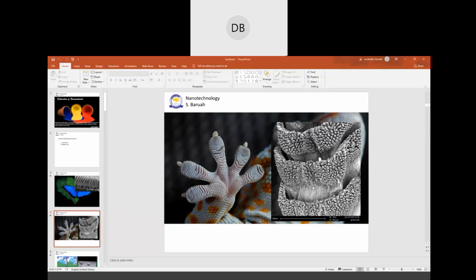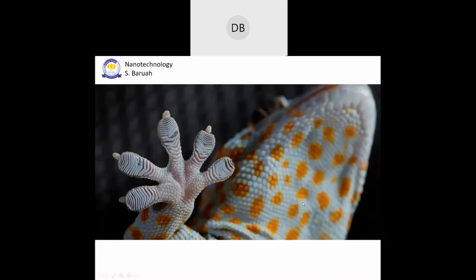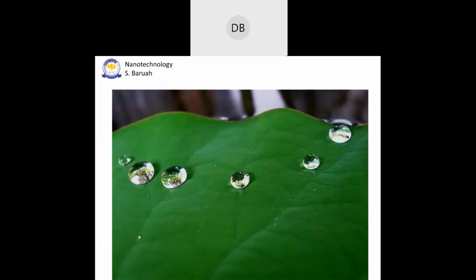Anyway, let me go back to the slides. Now, this is another example of natural nanomaterial or nanostructuring of a surface. This is a typical lotus leaf. Some plants like lotus, then yam, you see that water doesn't spread on them. They form droplets.